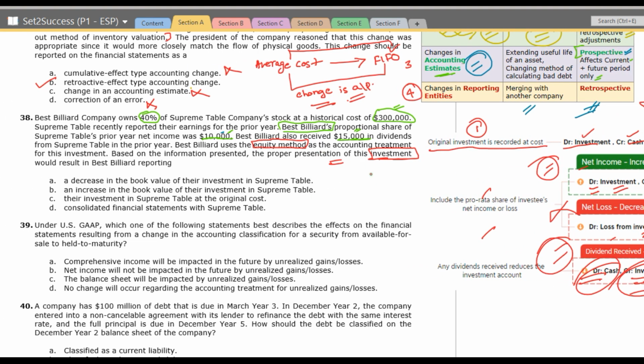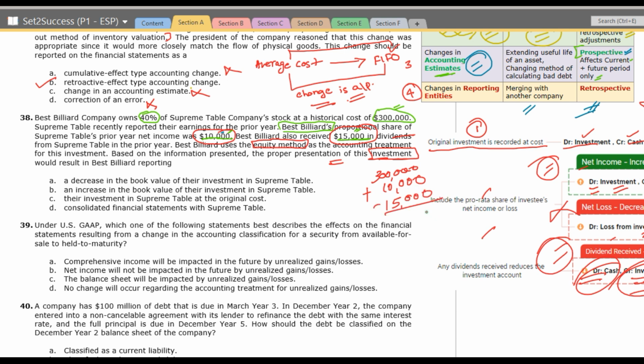Now let us calculate the value, that is, the change in the investment account. Initially we recorded the investment at 300,000, plus we got some income. Our share of income was 10,000, so by 10,000 the investment account is going to increase, and if we receive any dividend, that will decrease our investment account. So by 15,000, our investment account is going to decrease.